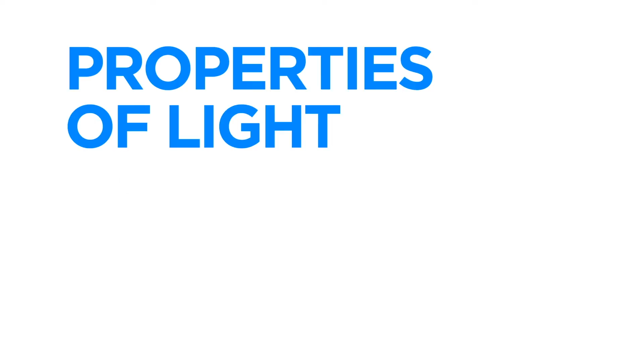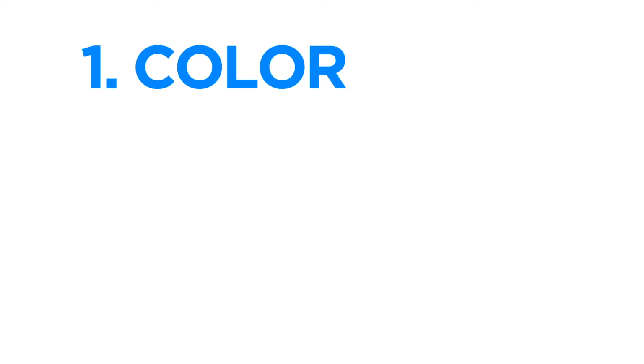All right, next we have properties of light. Light does more than just make our photos brighter and darker. It has a lot of other ways to make our photos more interesting, and the more we can pay attention to those different properties and leverage them, the more interesting our photos will be. There are 4 properties of light. We'll start with number 1, which is color.